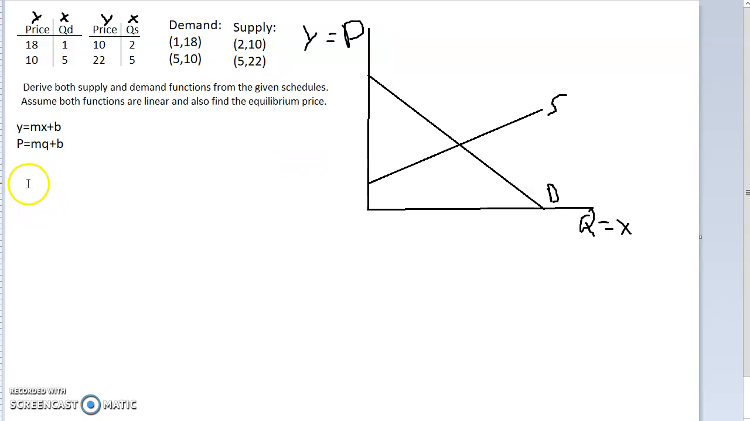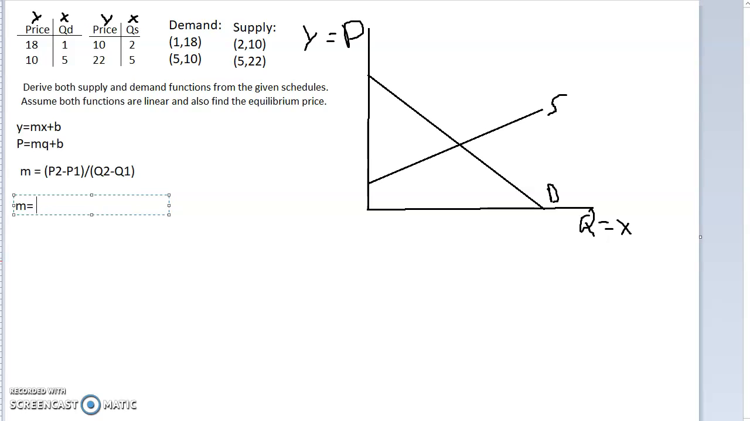Okay, so now let's do demand first. Okay, we'll get our demand function. So we need to solve for m. So the formula for m is P2 minus P1. So that's the rise, or in this case, it's actually a decrease because we're going to go down. It's downward sloping, and then Q2 minus Q1.